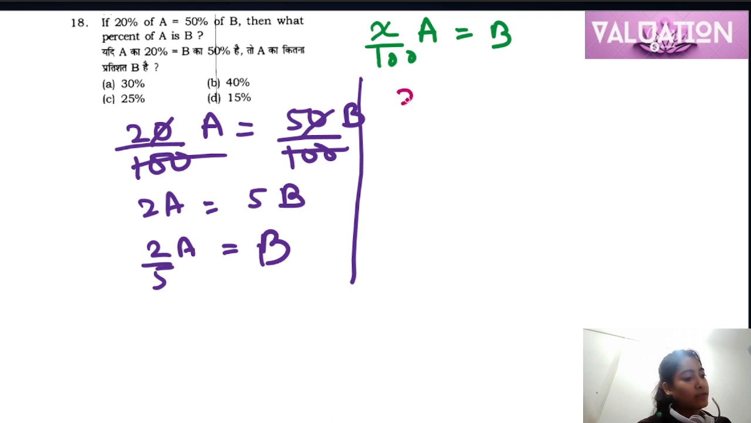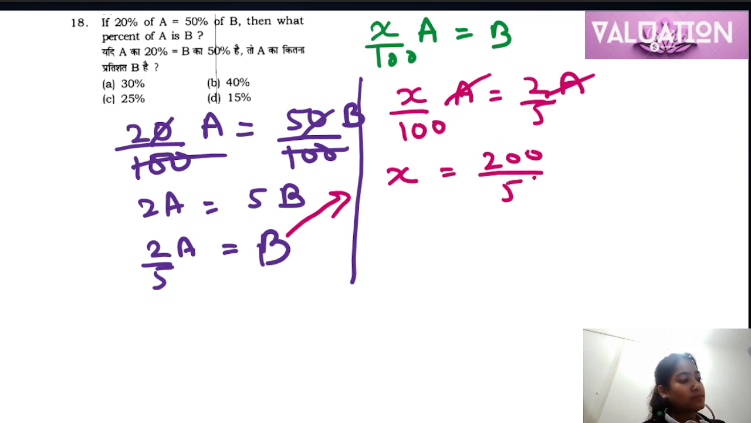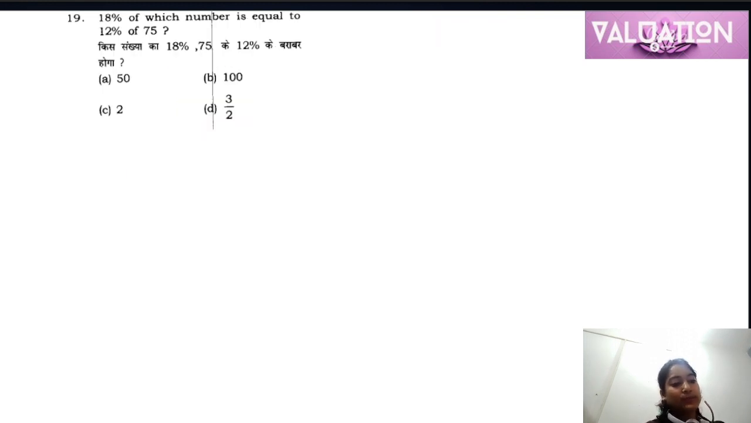So from here we will get x divided by 100 A is equal to 2 divided by 5 A. We are putting the value of B from here. Okay. So from here we will get x is equal to, A will cancel out. x is equal to 200. This 100 will multiply with the 2 divided by 5. So we will get 40. So the answer is B. Option B is the correct answer, 40%. Move to the next question.